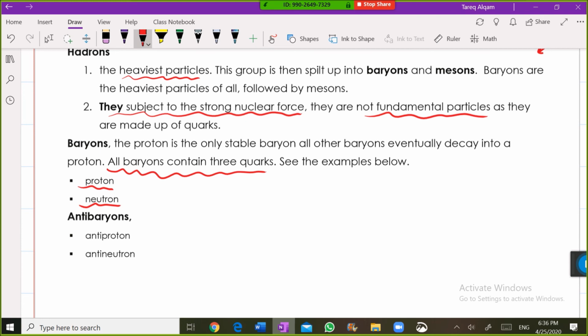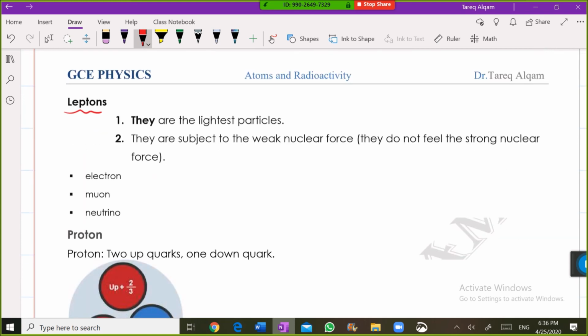الليبتونز، هلا الليبتونز شو لازم نعرف عنهم؟ انهم the lightest particles. تمام؟ وهم they are subject to ايش؟ weak nuclear force. هلا قلنا ما رح نحكي شو يعني weak و strong، بس موضوعي اعرف انه الليبتونز هم lightest particles وهم they are subject to a weak nuclear force. مين هم الليبتونز؟ electrons، ميون، ونيوترينو وتاو. نسينا نحط التاو.